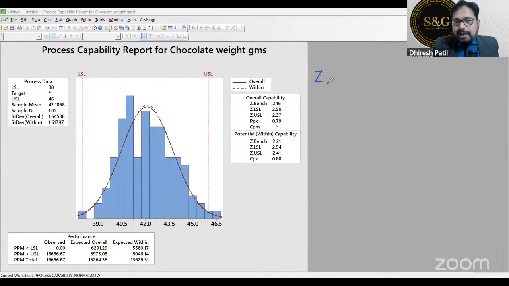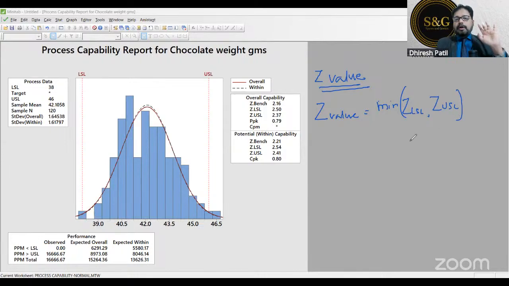See, the Z value, I can show in two ways. Now understand this, very, very important. What are the two ways? I can show my Z value as the minimum of ZLSL and ZUSL. Whatever is the minimum value, that is my Z value. So in this case, 2.37 is my minimum value. So my Z score is 2.37. I can declare that my overall Z score is 2.37.